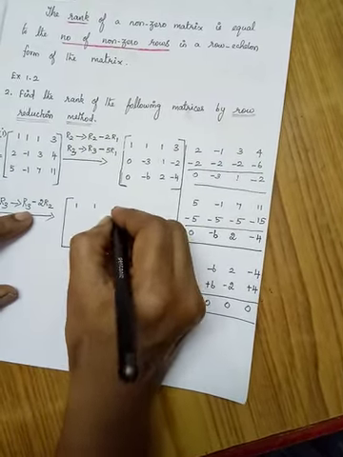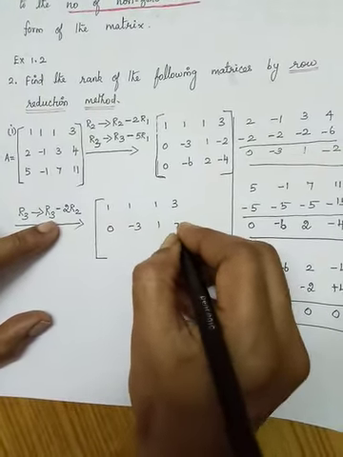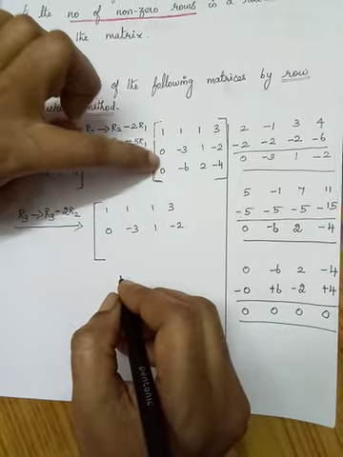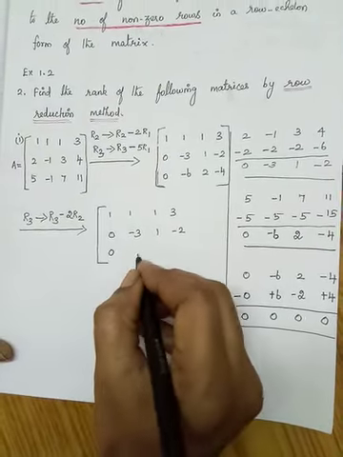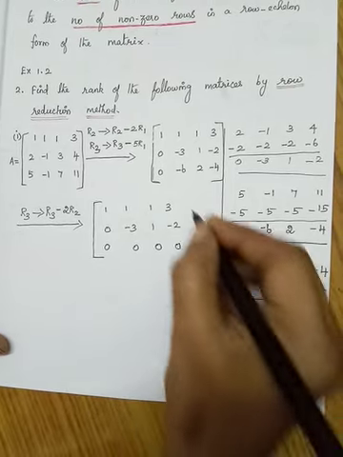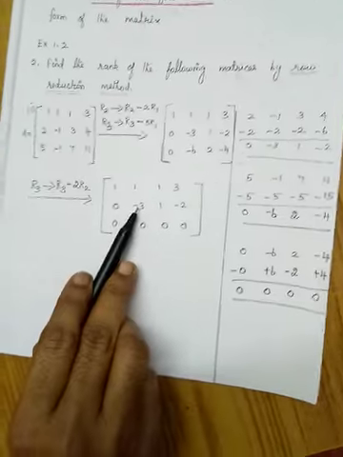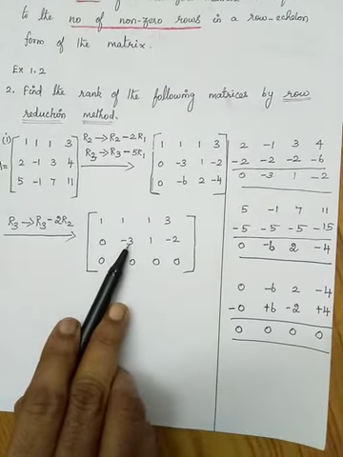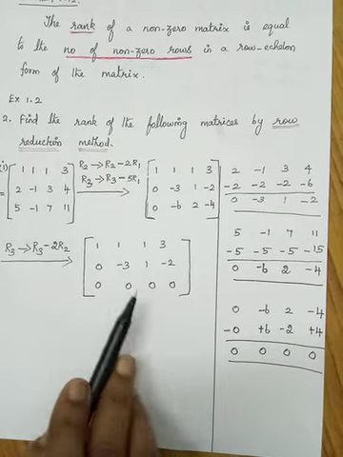Here 1, 1, 1, 3. The second row 0, minus 3, 1, minus 2. And the third row we have written now. The third row has now become 0, 0, 0, 0. Look at this. So in the first non-zero entry of the second row, below that it is 0. The third row is fully a 0 row.